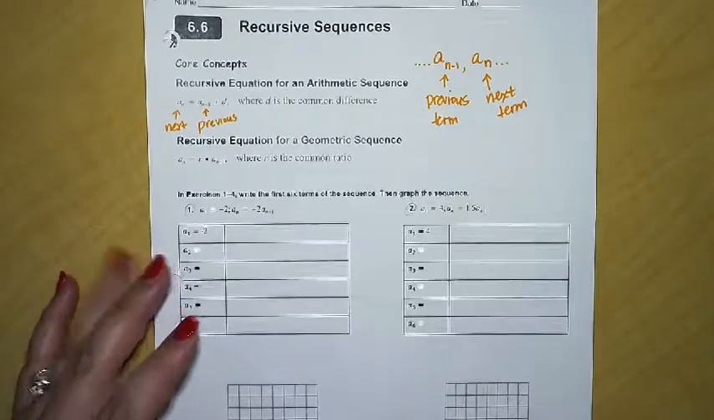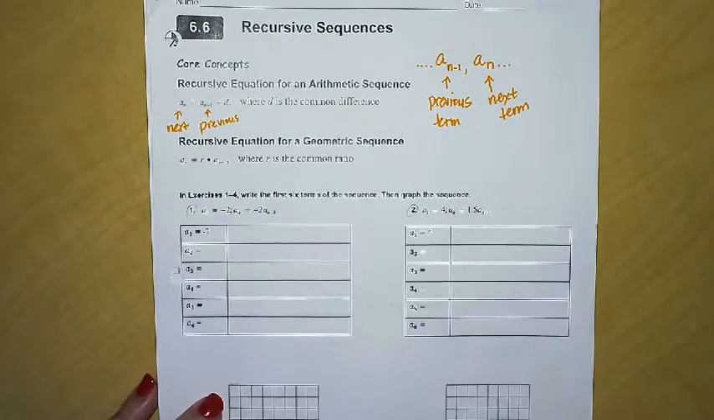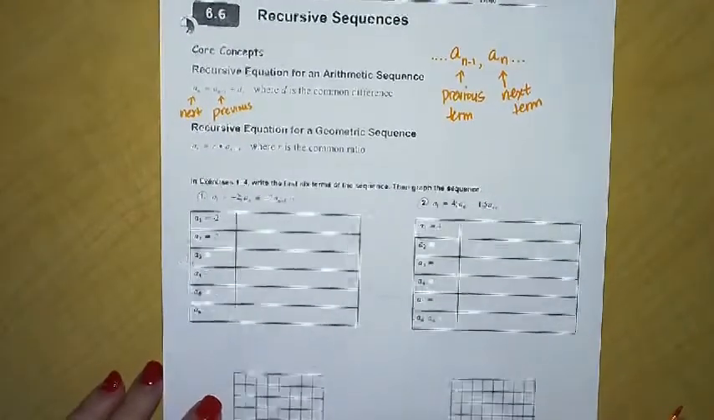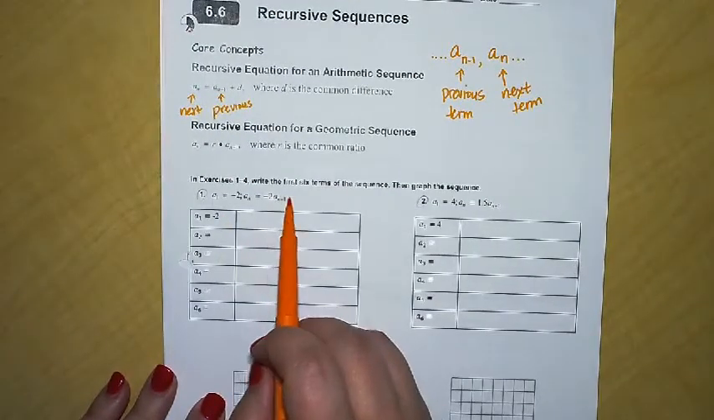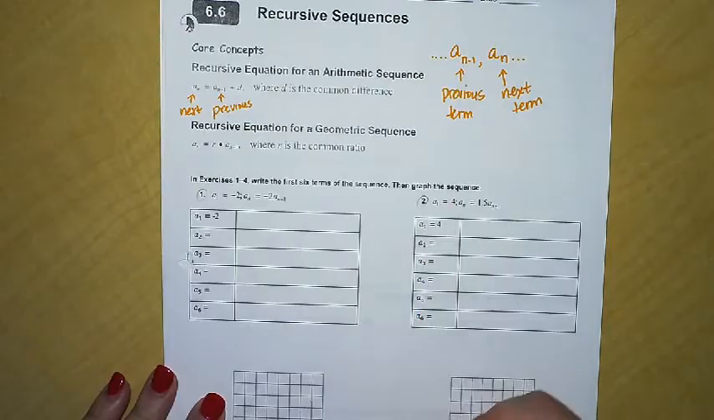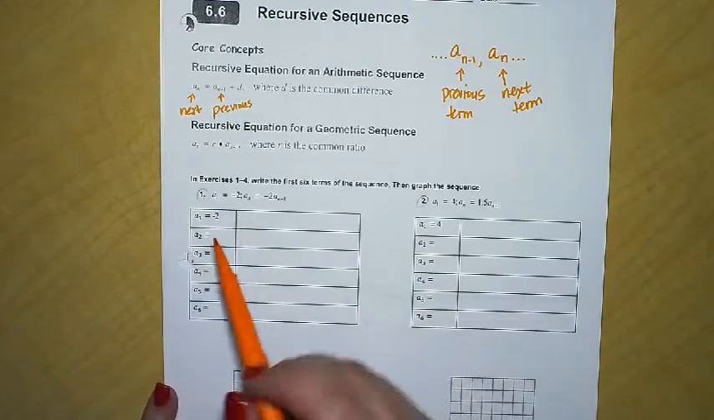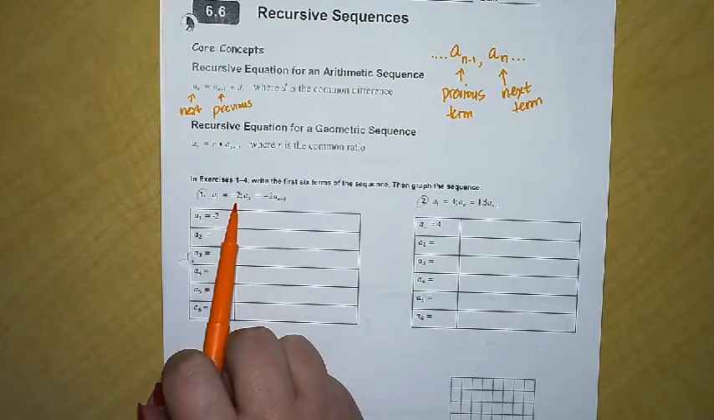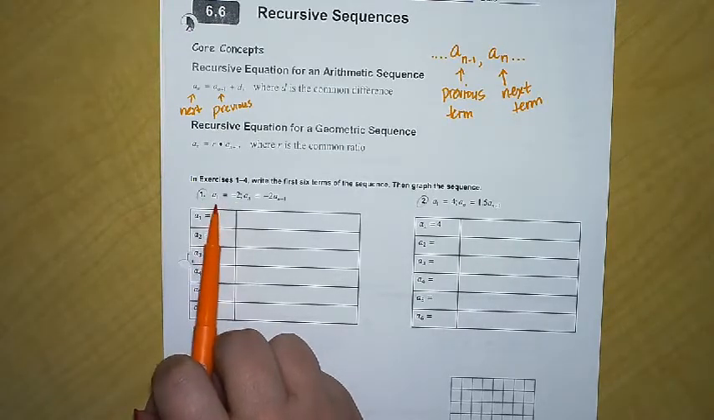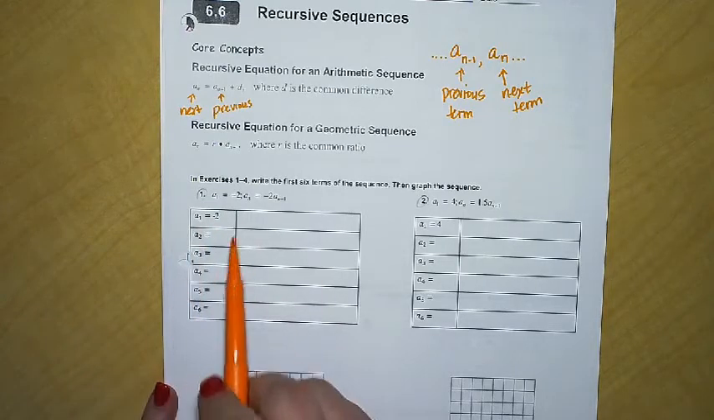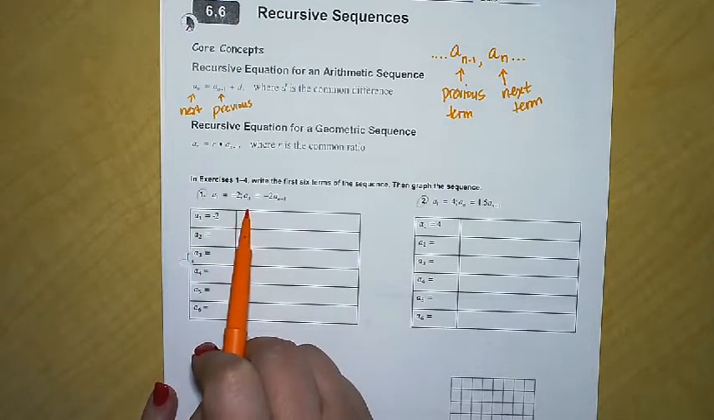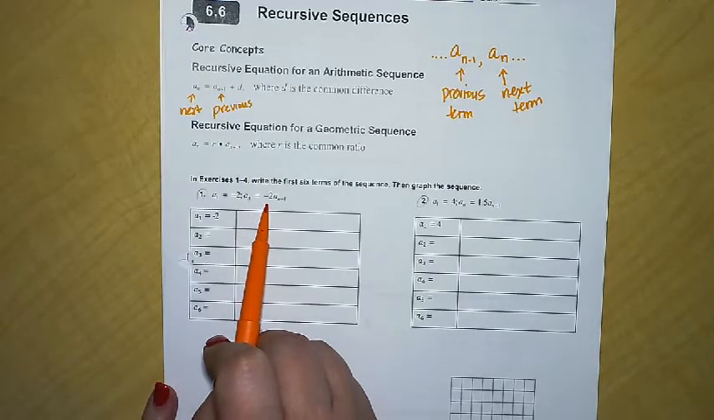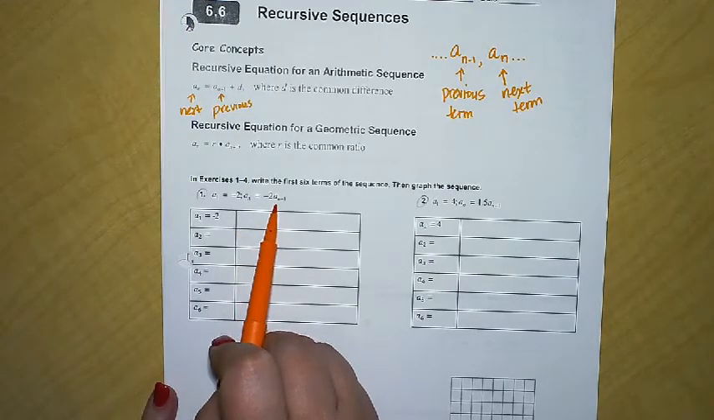All right, let's practice reading and using the recursive version of arithmetic and geometric sequences. Let's start here with number 1. They tell us to write the first 6 terms in the sequence and then graph it on the grid here. They're telling me the first term in the sequence, so I know what to start on. Here a sub 1 is negative 2, so that's already filled in. Then in the next line, they tell me that each new term is always going to be equal to negative 2 times the previous term.